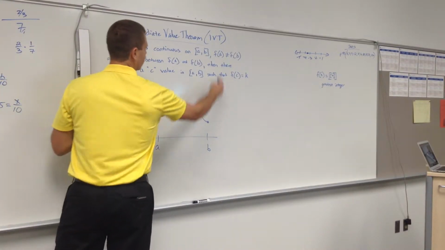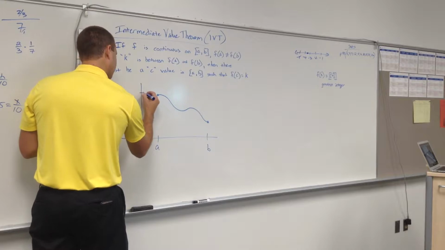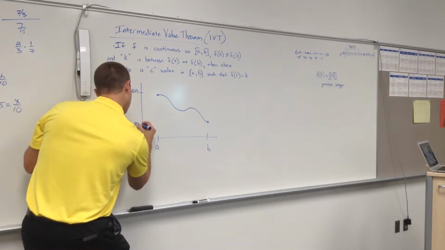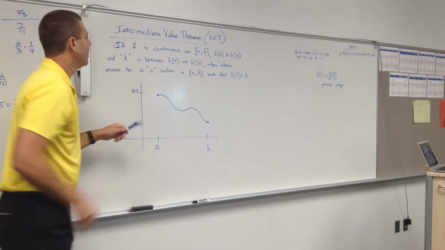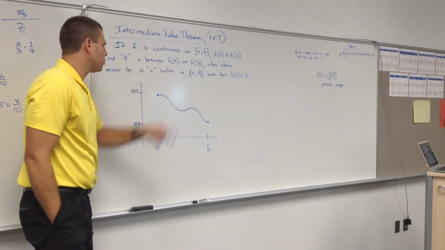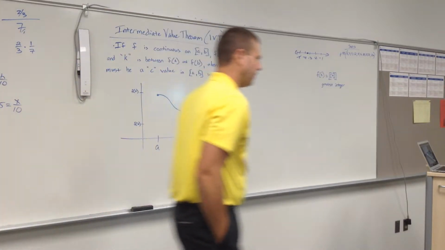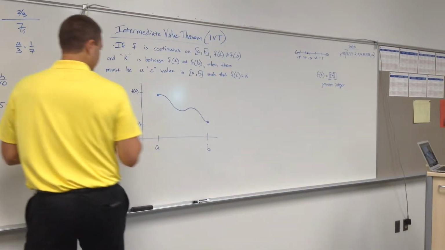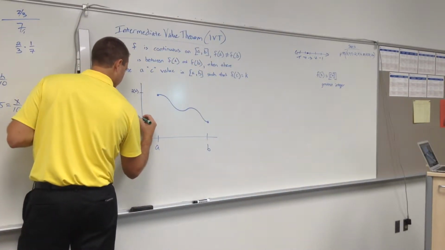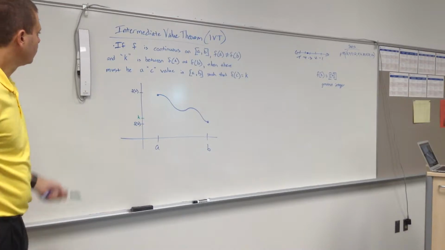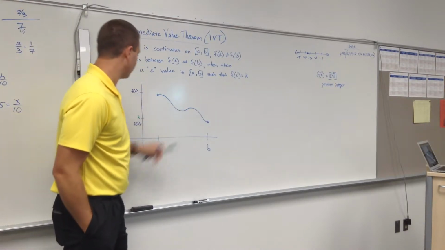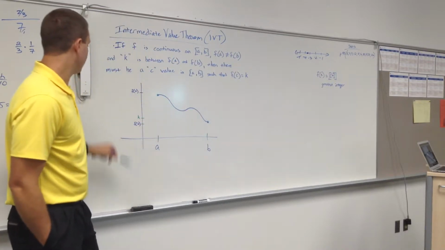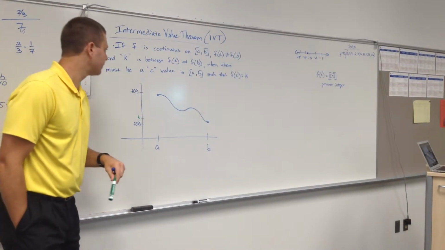So f is continuous. The y values here have to be different. So here's f of a. Here's roughly f of b. And then k is some value between f of a and f of b. So I could put k pretty much anywhere between these. So if f is a continuous function on the closed interval a to b, f of a does not equal f of b, and k is somewhere in between there.